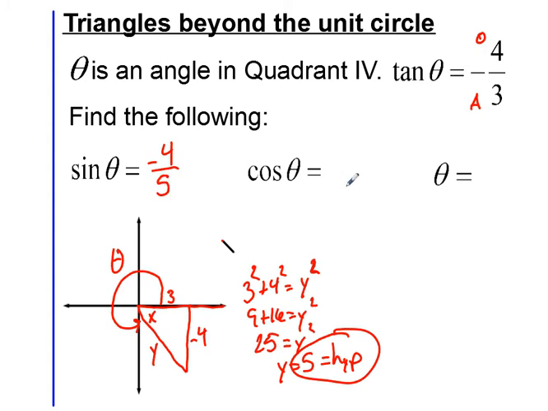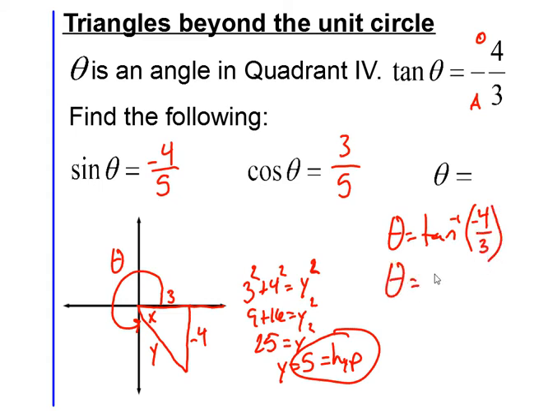Cosine is adjacent over hypotenuse. This would be positive 3 over positive 5. And to find my theta, all I need to do is inverse any of these to find out what it's equal to. Let's inverse the tangent. So my theta would be equal to inverse tangent of negative 4 over 3. The theta I end up with is negative 53 degrees.